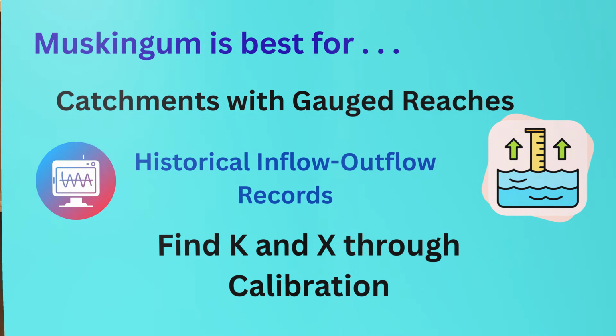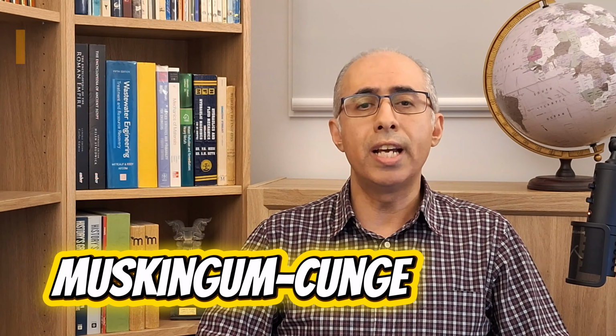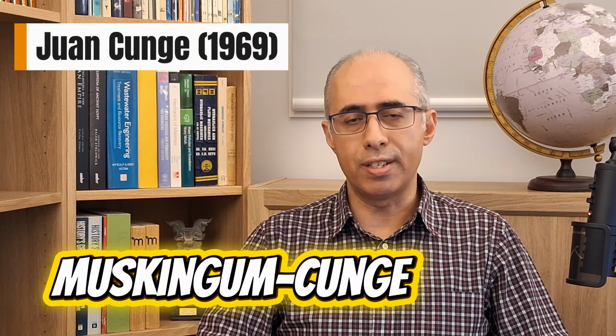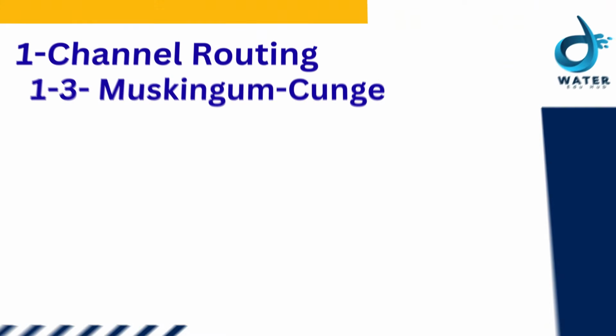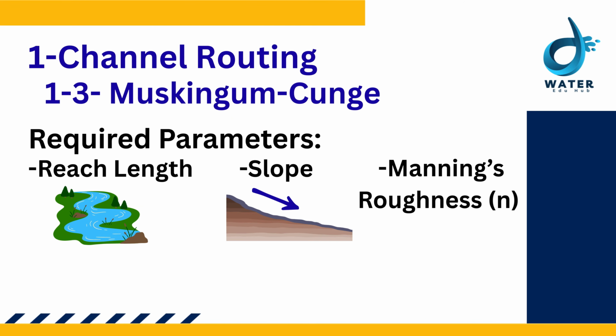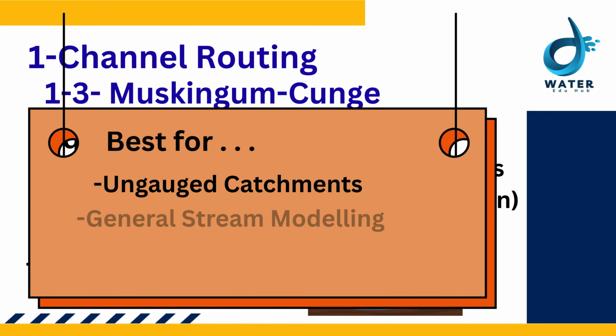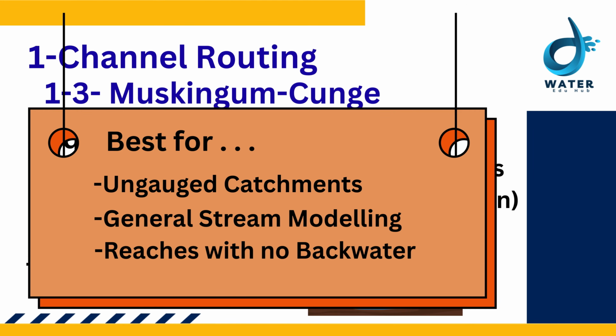and X through calibration. The next method is Muskingum-Cunge, an enhanced form of the original Muskingum method developed by Cunge in 1969. Instead of entering calibrated K and X values, this approach uses the channel's physical characteristics to automatically compute K and X. This is one of the most widely used routing options in HEC-HMS and can capture both translation and attenuation. The required parameters are reach length, channel slope, Manning's roughness coefficient N, and reach cross-section shape. This method is best for on-gauge catchments, general stream modeling, and reaches with no significant backwater effect.